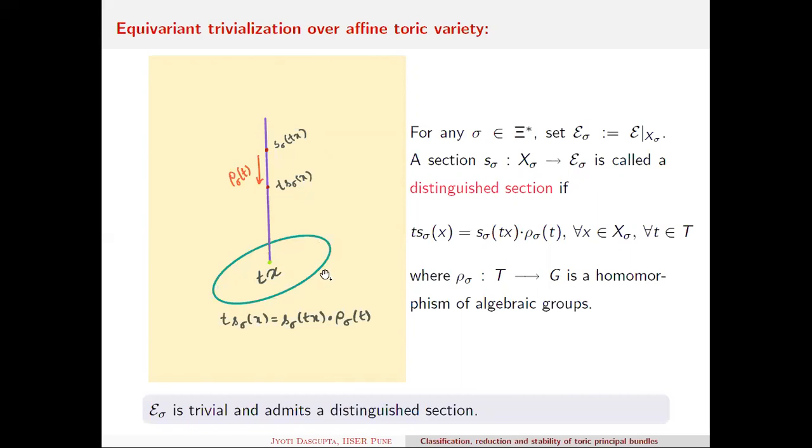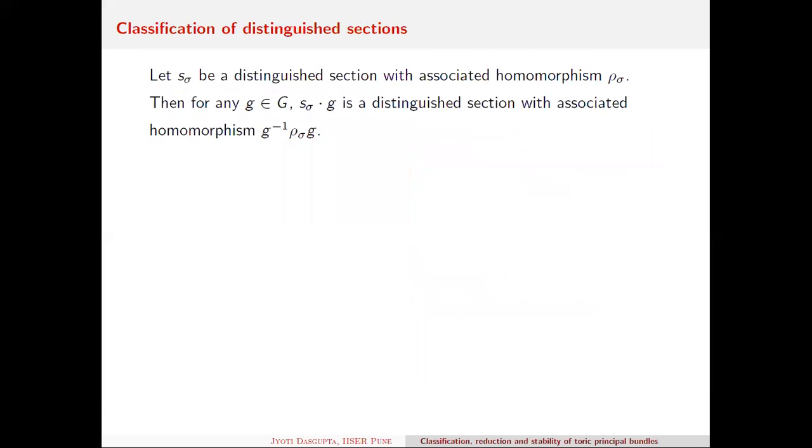And the result is that E sigma is trivial. Over such X sigma, a distinguished section will always exist, and that will give a trivialization of E restricted to this affine piece. So now, if we already have a distinguished section s sigma and the associated homomorphism is rho sigma, then the translate s sigma dot g is again a distinguished section with an associated homomorphism.